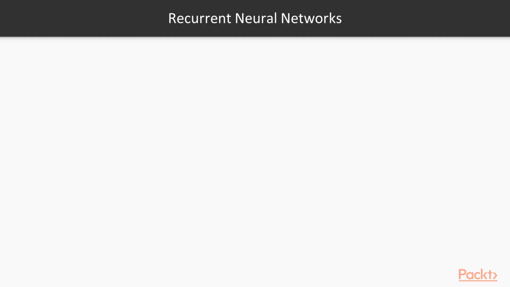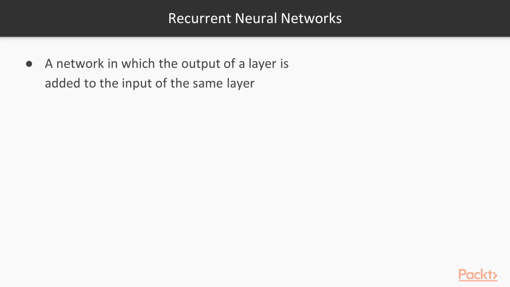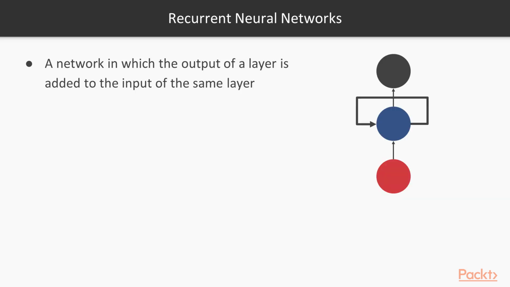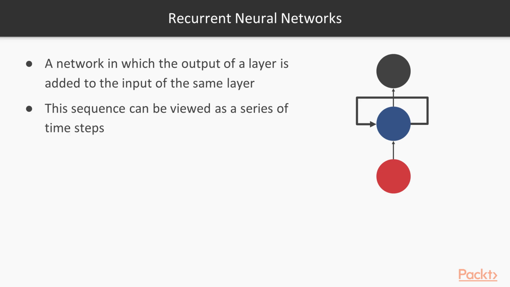An RNN is one in which the output gets put back into the network along with the new input. If you look at the image on the right, the red circle is the input layer. The blue circle is the hidden layer. The black is the output layer. The recurrence means that when the output is produced, it's added to the input for the next circle. This sequence could be viewed as a series of time steps. Every instance of execution is a time step.